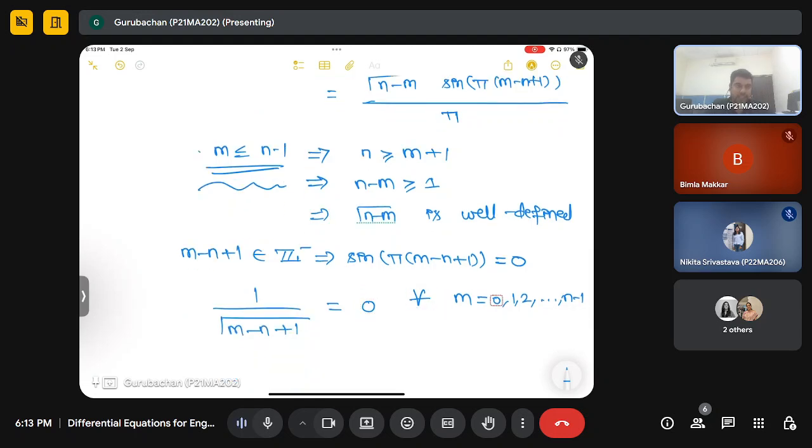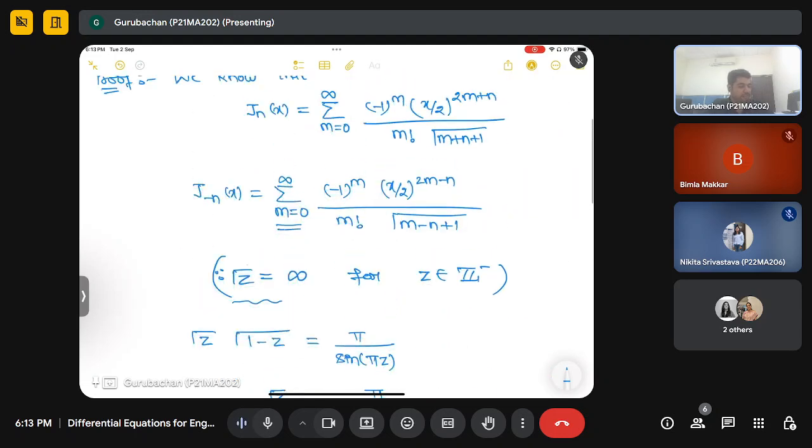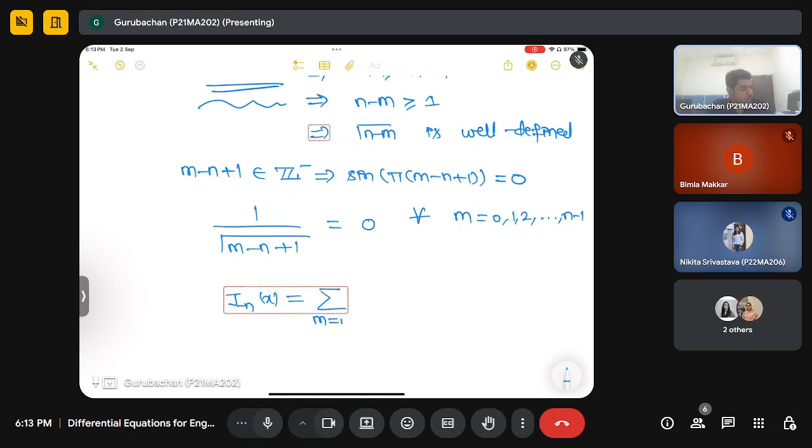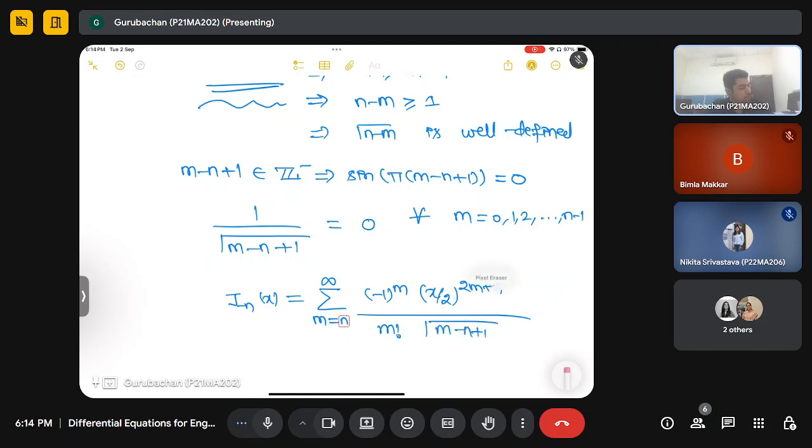Okay, so till n minus 1, we can say that the denominator of this series' terms is infinity, and the whole quantity will be 0. So our series is going to start from m equal to n to infinity, (-1)^m (x/2)^(2m+n) divided by m factorial gamma of (m minus n plus 1). So here it should be minus n.